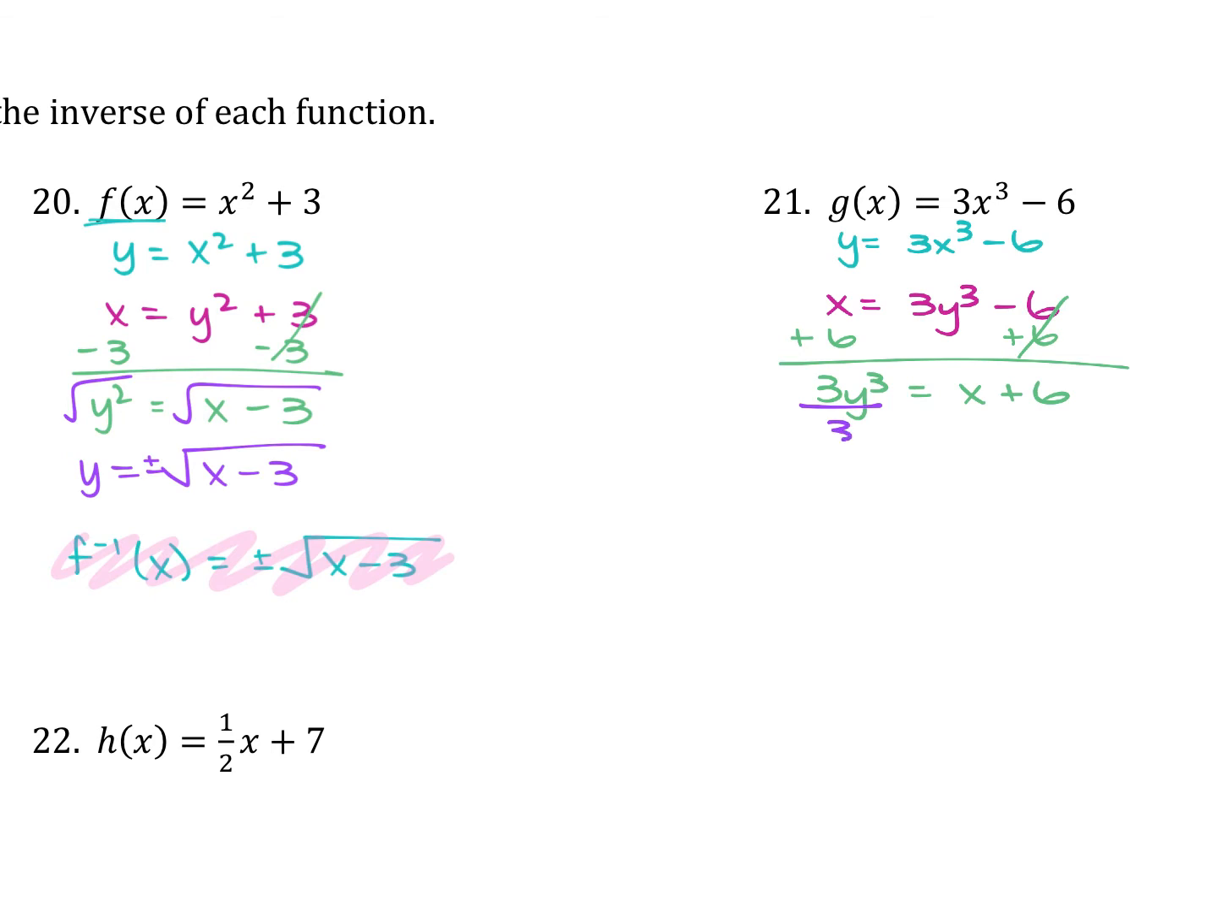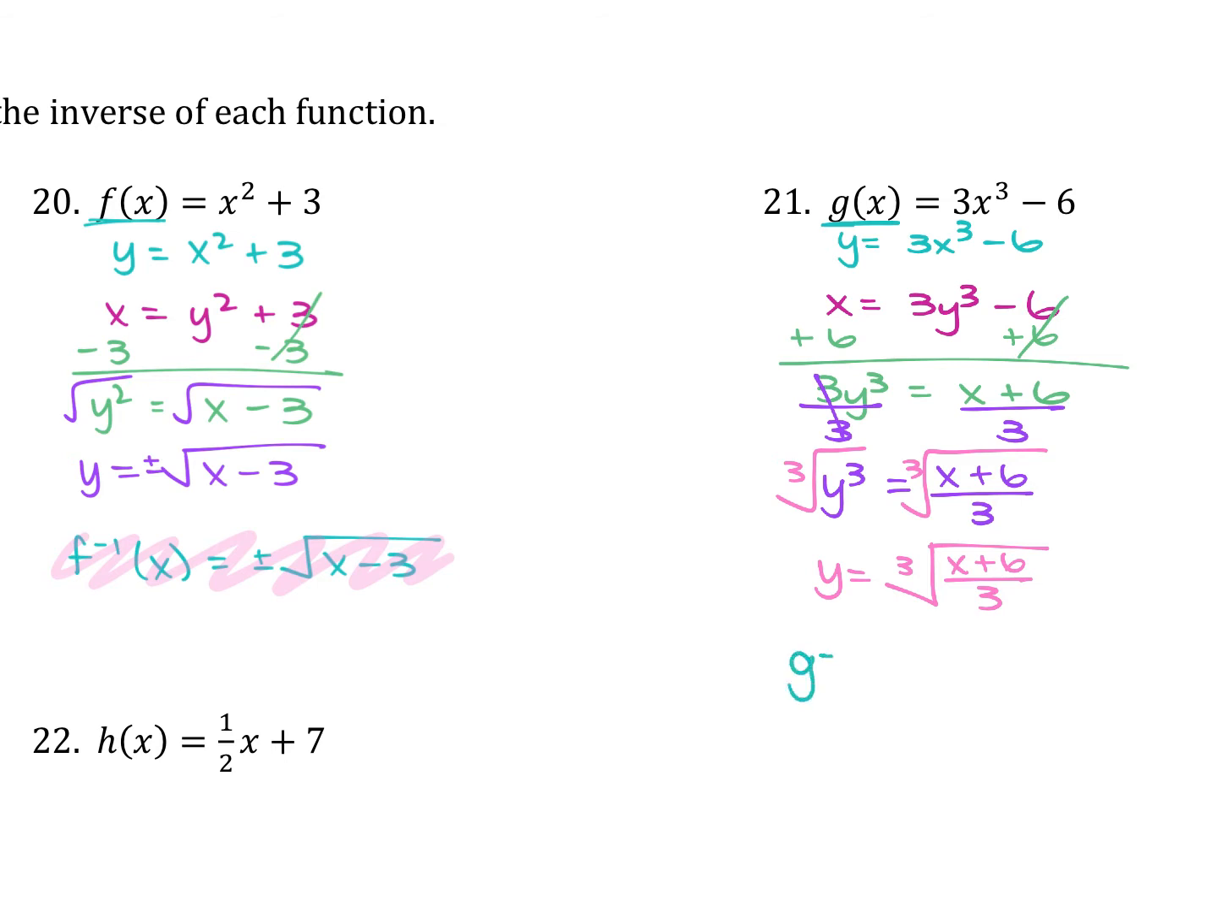Divide each side by the 3. This leaves you with y cubed is equal to x plus 6 over 3. Then take the cube root of both sides. So you have y is equal to the cube root of x plus 6 over 3. Your function started as g of x. So your inverse is g to the negative 1 of x is equal to the cube root of x plus 6 over 3.